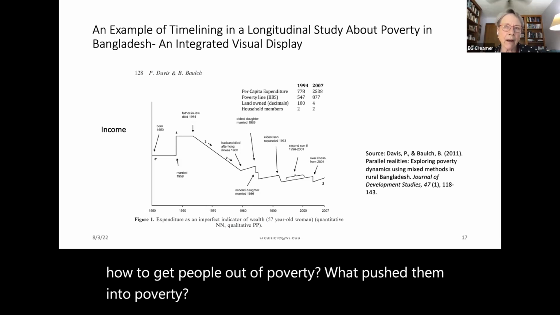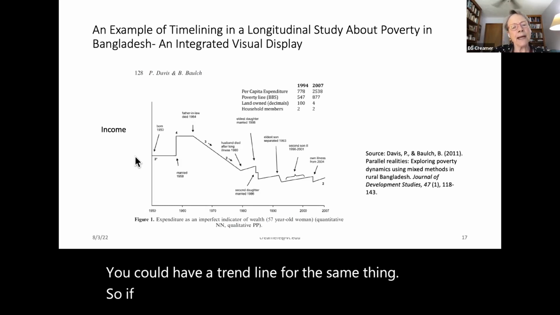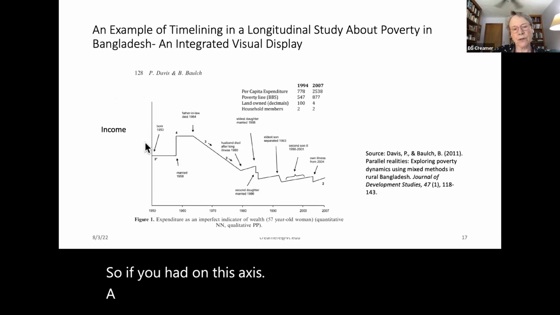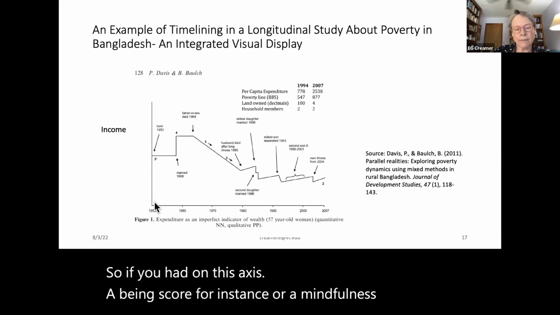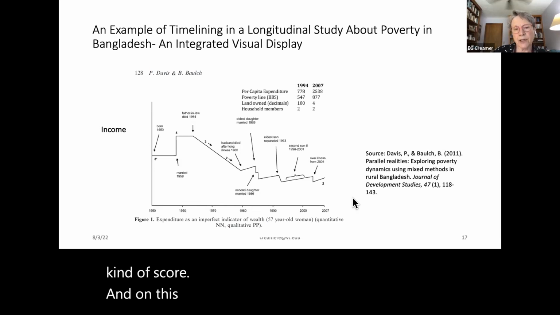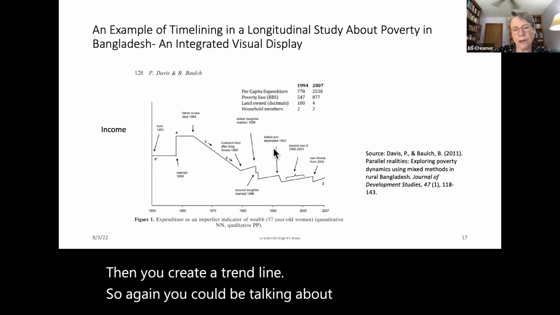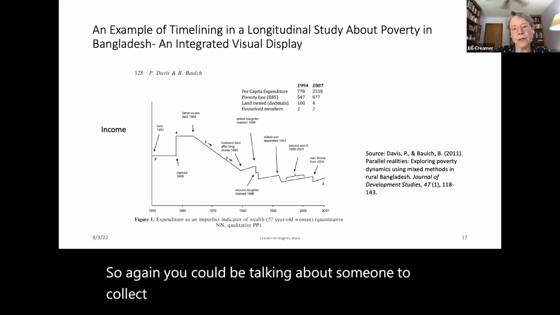You could have a trend line for the same thing. So if you had on this axis a well-being score, for instance, or a mindfulness score, any kind of score, and on this axis, you've got a time dimension, then you create a trend line. So again, you could be talking about someone to collect data, or you could be using this to report data.